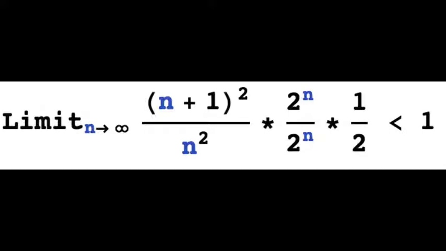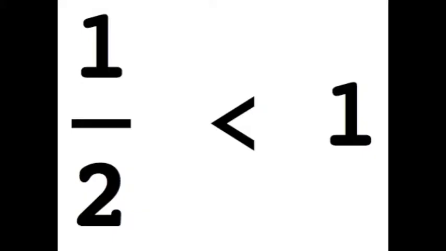I have also separated out n plus 1 squared divided by n squared because as n goes to infinity, this will also equal 1. This leaves just 1/2 remaining, as n plus 1 squared divided by n squared and 2 raised to the n divided by 2 raised to the n are both 1. Since 1/2 is less than 1, this series converges.